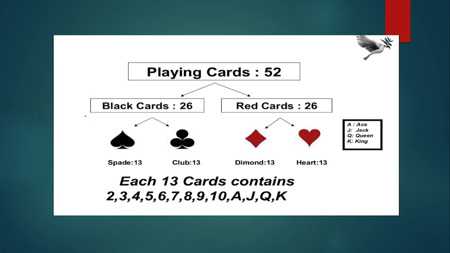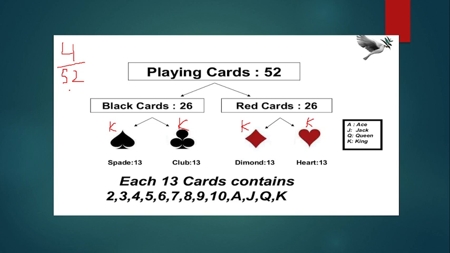So we know that in each suit, there is one king. So how many kings do you have in total? We have 4 kings, correct? So 4 kings out of 52, because we are referring to a deck. If we say deck, that means all of the cards, correct?